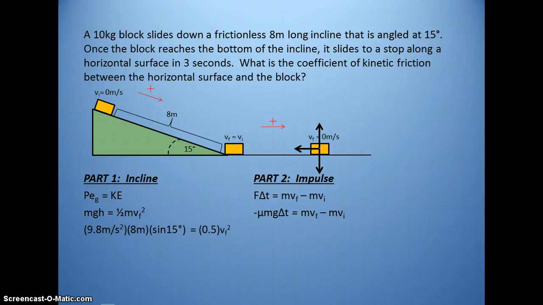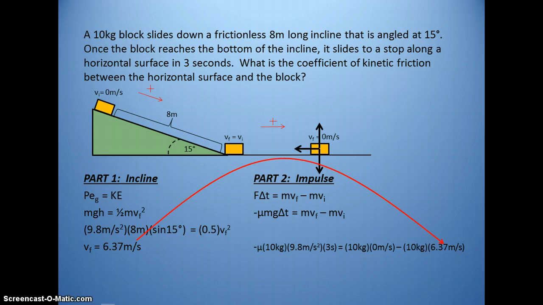Substituting in some numbers, for part 1, the only thing we don't know is the final velocity squared. So solving for final velocity, we get 6.37 meters per second. This can be substituted then all the way on the right side of the equation here, so that Vf becomes Vi for the next part. And we are left with only one unknown, which is mu. So solving for mu, you get 0.22.